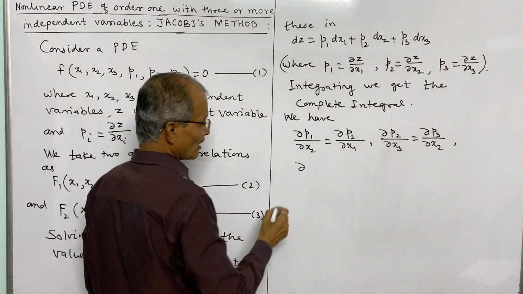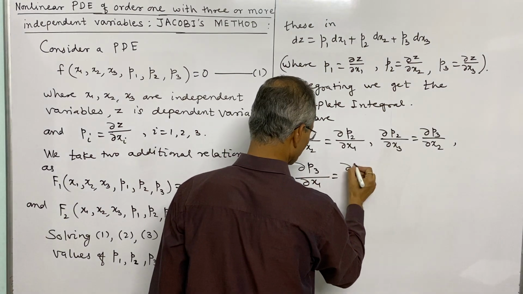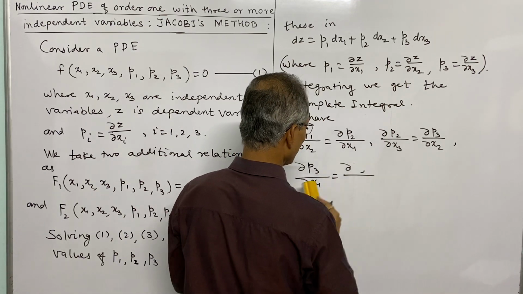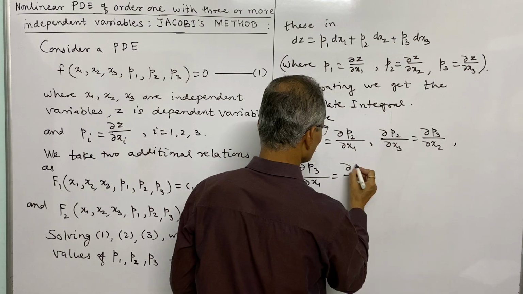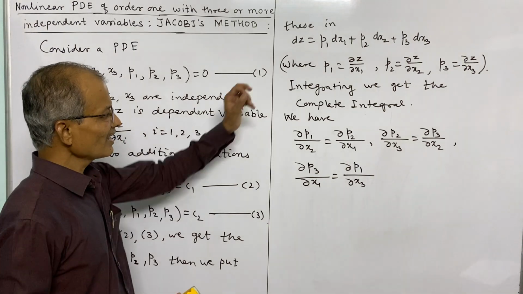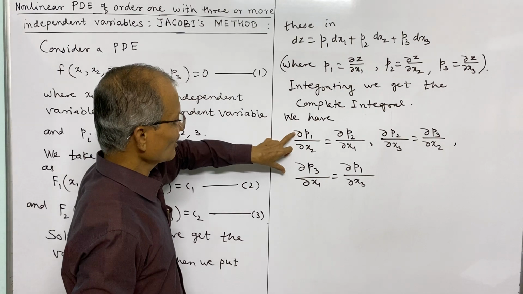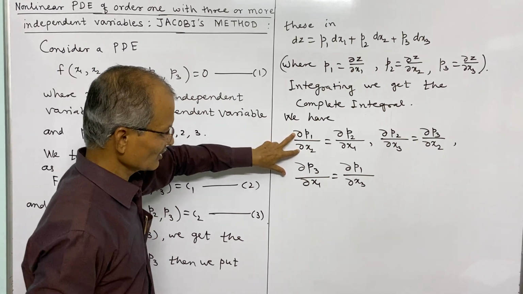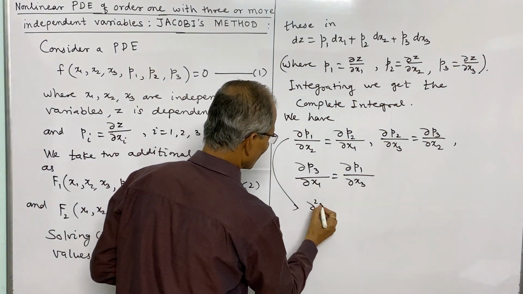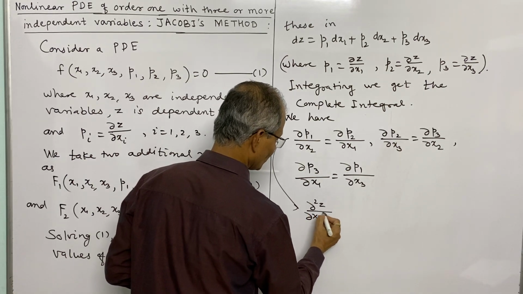These are partial derivatives. ∂P3/∂x1 = ∂P1/∂x3. Now it is easy to verify. What is the P1? P1 is this one. See, ∂z/∂x1, and ∂/∂x2 of ∂z/∂x1 will be ∂²z/∂x2∂x1.